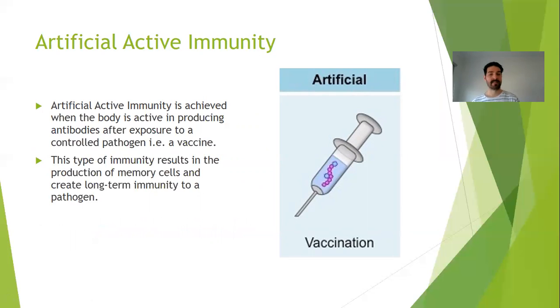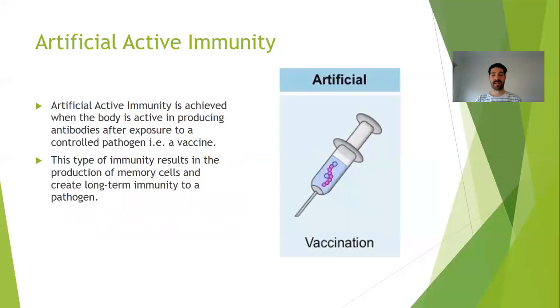So it's very similar to natural active in the terms that our body creates memory cells and there's long-term immunity, but it's not in a natural way. It's artificially being exposed to a vaccine. Our next video goes through how vaccines work, but basically artificial active means that our body's doing all the work, but it's only doing that because it's been exposed to an artificially controlled pathogen.